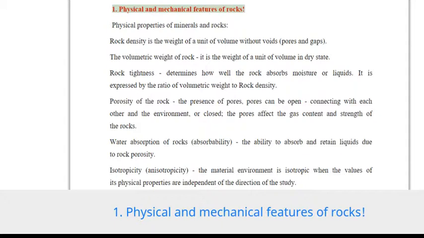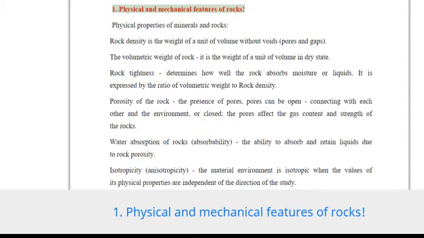Water permeability of rocks. The ability of rocks to pass, infiltrate water. Plasticity of the rock. The property of changing shape, bending, under the influence of external forces without causing cracking and maintaining the given shape after the cessation of these forces.